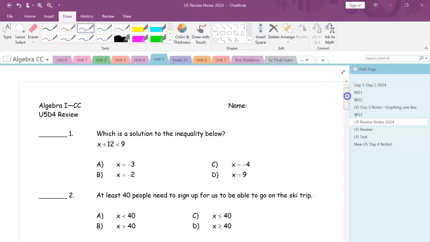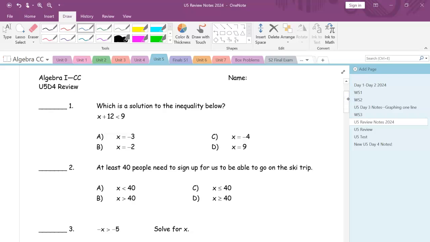So go ahead and open your packet, and you need to find this sheet, which should be the very last one in your notes packet. So the first question we have is, which is the solution to the inequality below? So we're going to go ahead and start by solving. We'll just subtract 12 on each side.